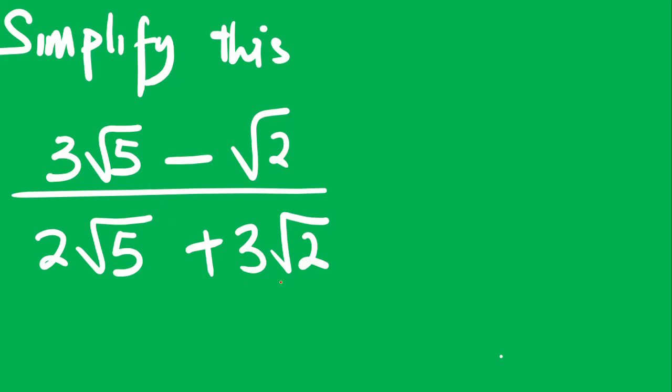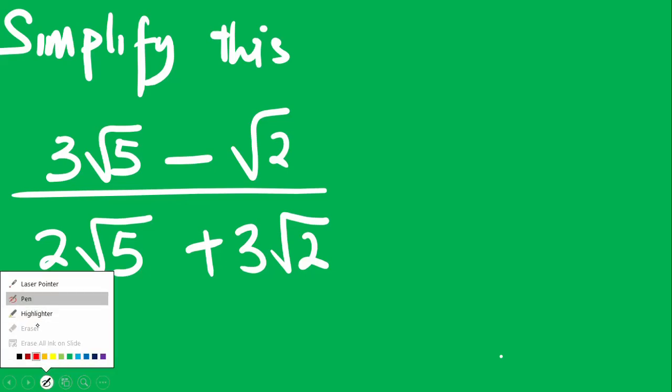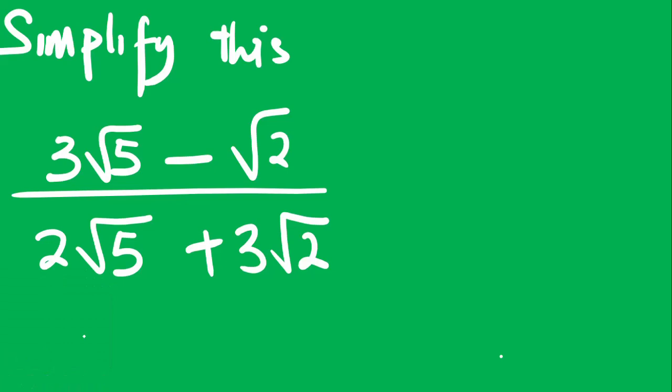use the conjugate of the denominator. We're going to use the conjugate of the denominator to do it. So the conjugate of the denominator is just this same term, it's just this same term.